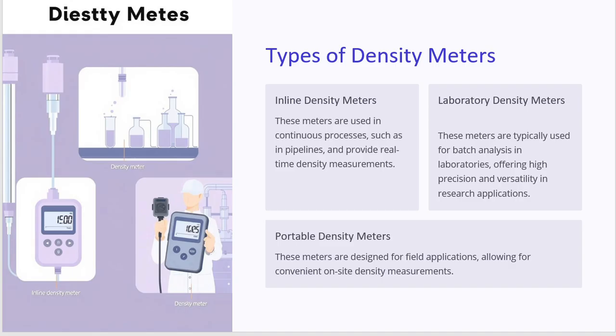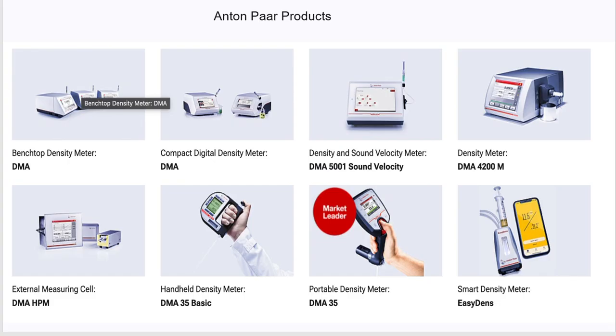So clearly here we saw there are three types of density meter: inline, laboratory, and portable density meter. There is an Austrian company, Anton Paar, which is mainly famous for selling instrumental analytic devices. It sells devices like a benchtop density meter and compact density meter. I want to give you a glimpse of their website.